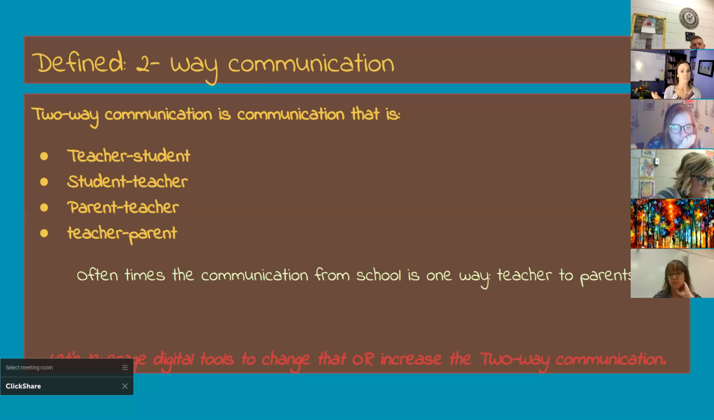We want those students to also become more independent and leverage their own communication skills. And then teacher to parent, like how much information are you sending out to parents? So that whole two-way communication is basically you giving out information and both parents and students feeling okay reaching out to you the same way. Most times, teacher to parent communication is what we see the most of.